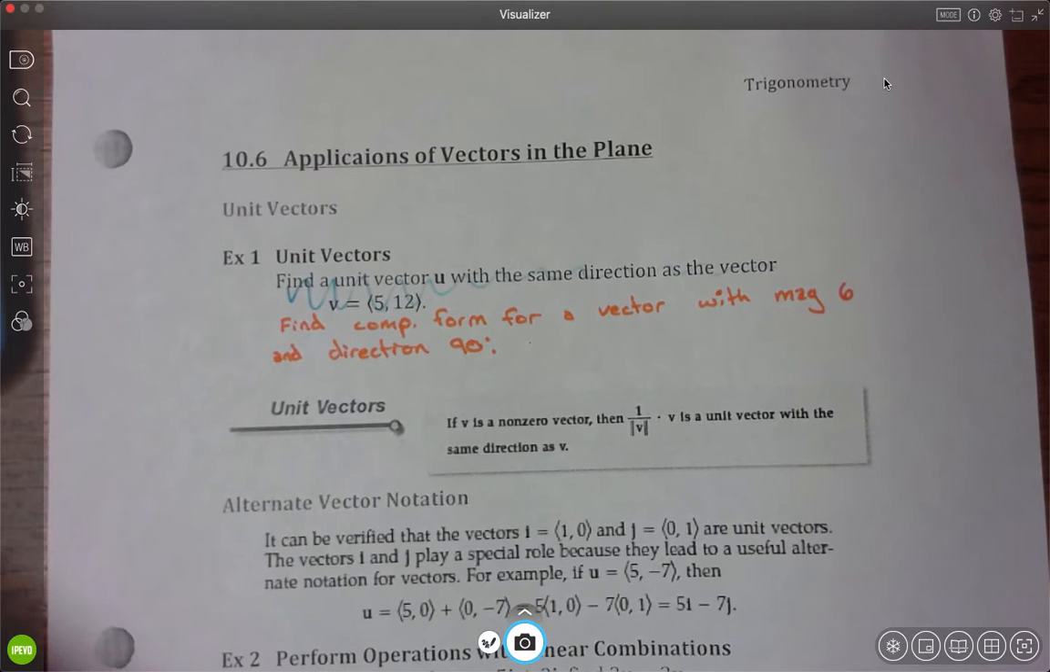Hey, Trig class. This is the first part of section 10.6. This, I think, is the last section of the chapter, but I'll separate this into two different videos just to make it a little bit shorter.